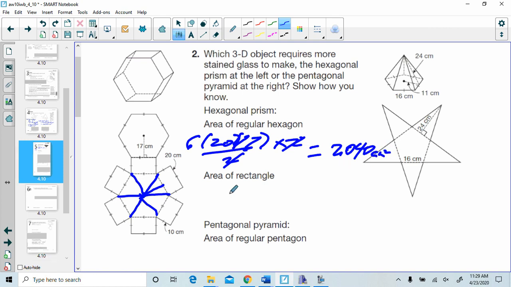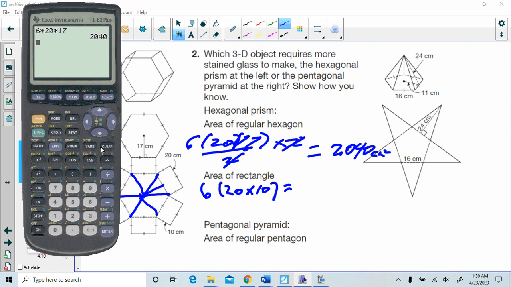squared. Now the area of the rectangles, you can see that there are also 6 of those. There's a 6-sided figure, so 6 rectangles. So we just find the area of one rectangle and times it by 6. So in this case, the rectangle is 20 by a height of 10. So base times height. So 20 times 10 times 6 of them. And then we go and crunch those numbers. So I think it's 1200.